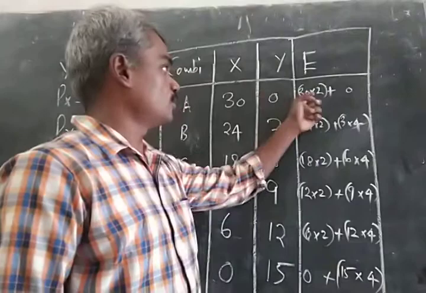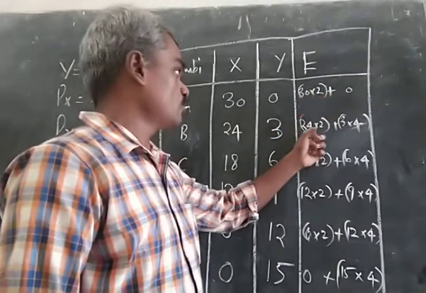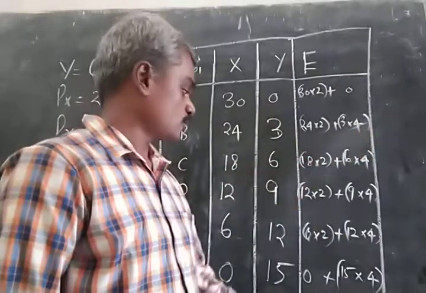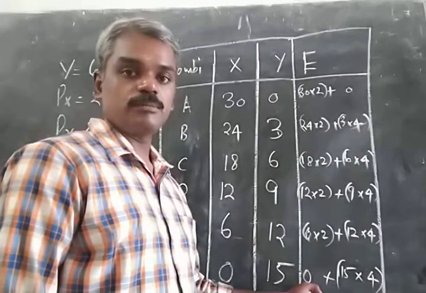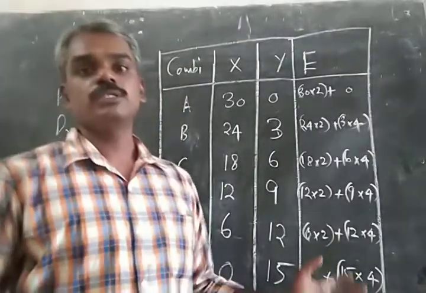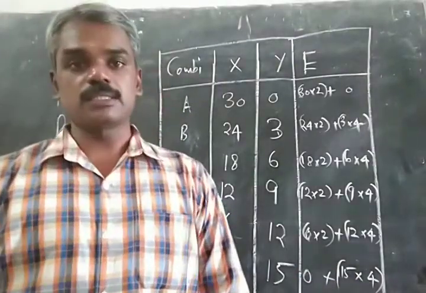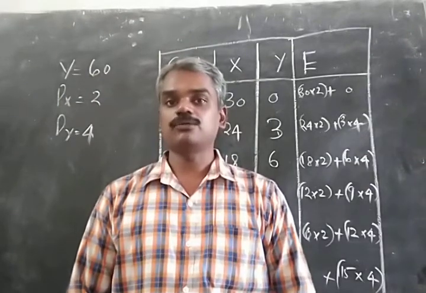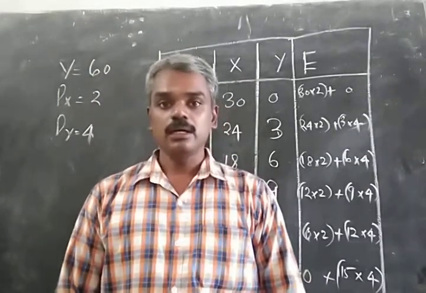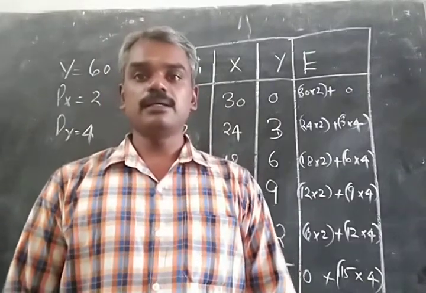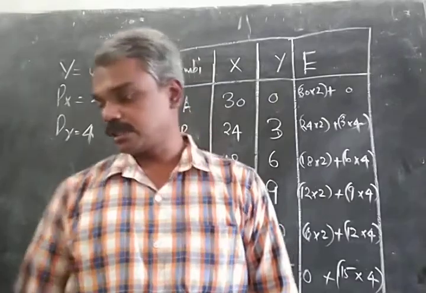He is consuming 30 units of X at price 2, 24 units of X at price 2 and 3 units of Y at price 4, and so on. 0 units of X at price 2 and 15 units of Y at price 4. So this is the schedule that represents his budget line, the constraint of the consumer. The budget line shows the constraint beyond which he cannot go, because he is limited by his income.